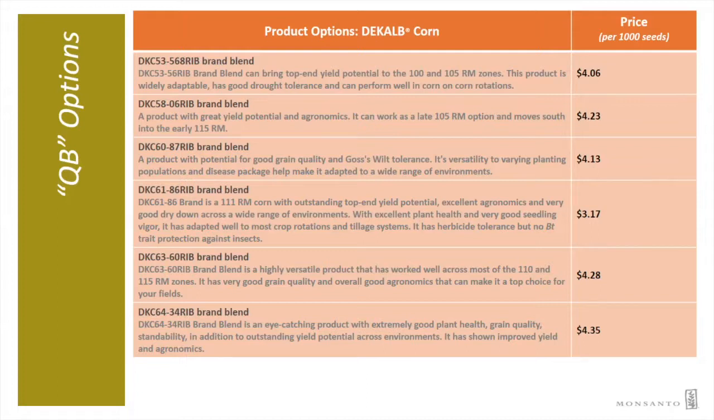Are you going to go after the highest yield, or are you going to go after the most profitability? And you can see here to the right, your price on the side is your price for each one of those products on a per 1,000 seed basis. So every 1,000 seeds that you put out of these products, that's what it's going to cost you on your bottom line.